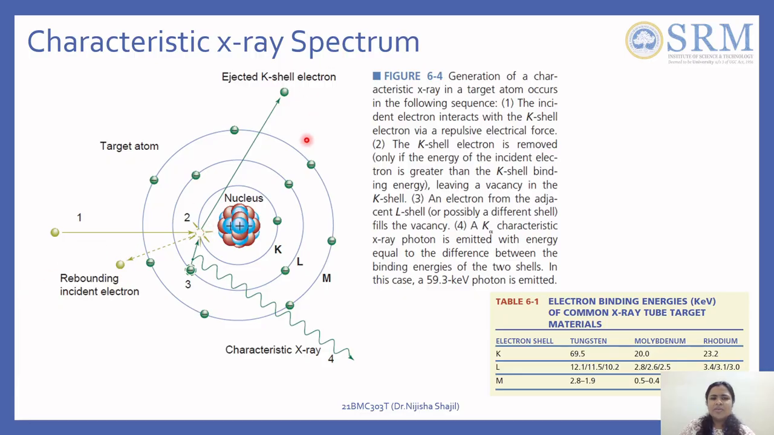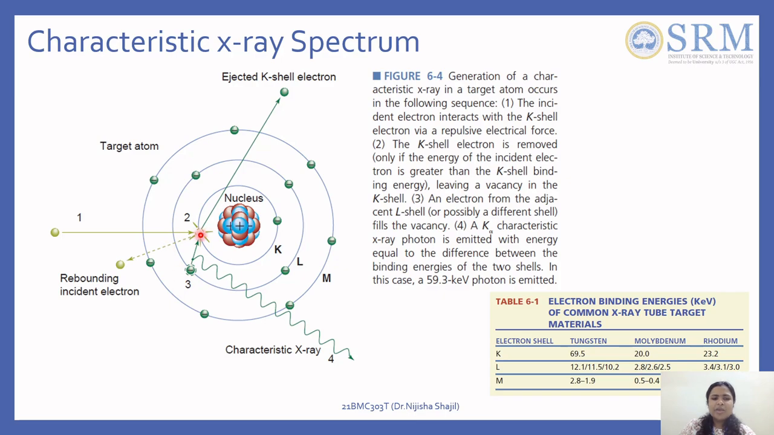Now what happens when this happens? There is an empty vacancy here. The atom is not stable if there is no electron in the lower shells, remember? So K shell, L shell, M shell, electrons have to be filled. The lower energy, lower shell, K shell, has to be filled. So to fill this, the higher shell, that is your L shell, electron comes to fill this here. So this L shell electron jumps here.